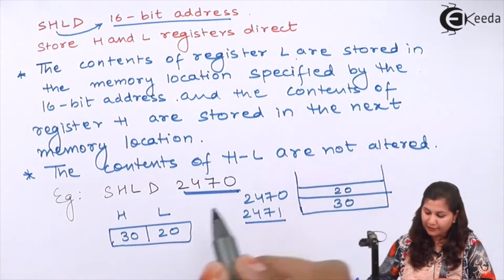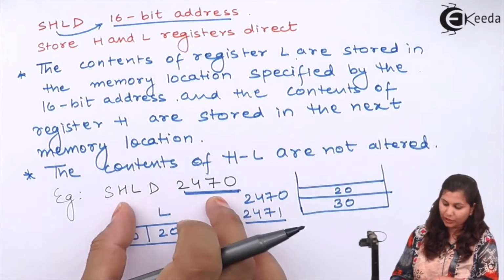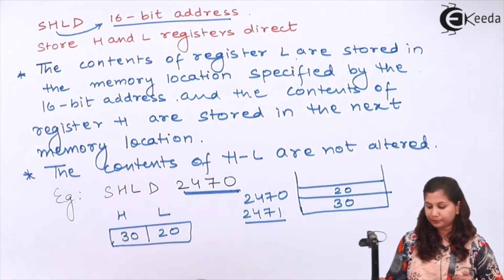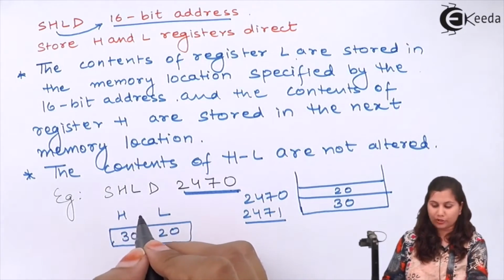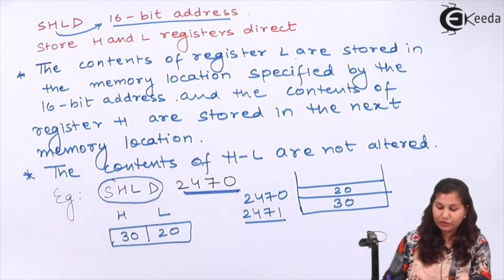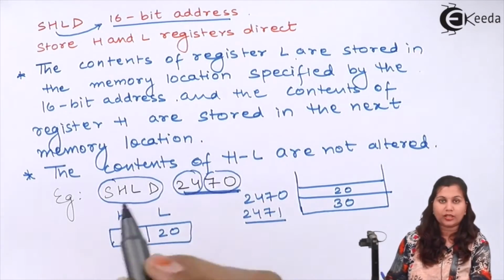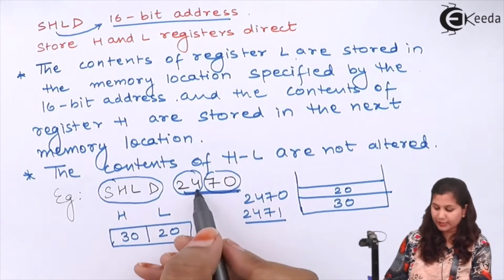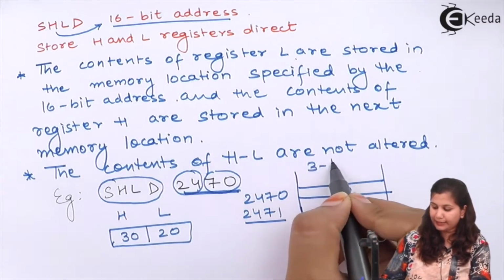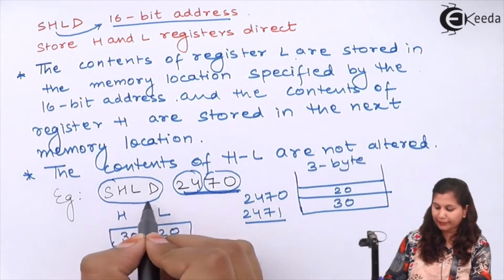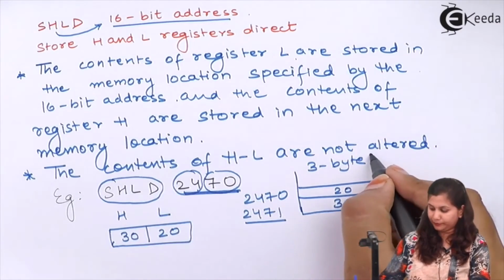But the contents of the HL register pair are not altered. Now when this instruction is stored in the memory of the microprocessor, it will be a 3-byte instruction. SHLD will have a machine code, then we will store 70 and then 24. The lower order address will be stored first and then the higher order address. So this will be a 3-byte instruction: 1 byte for SHLD, 1 byte for 70 and 1 byte for 24.